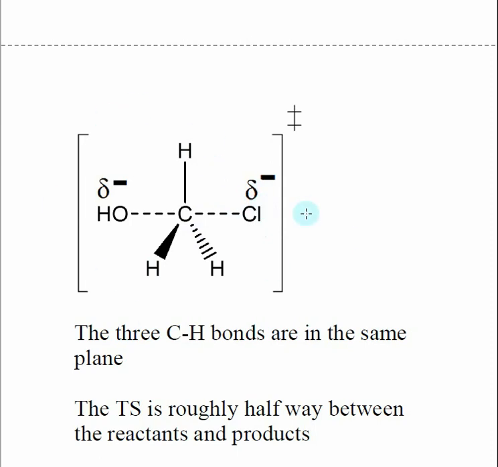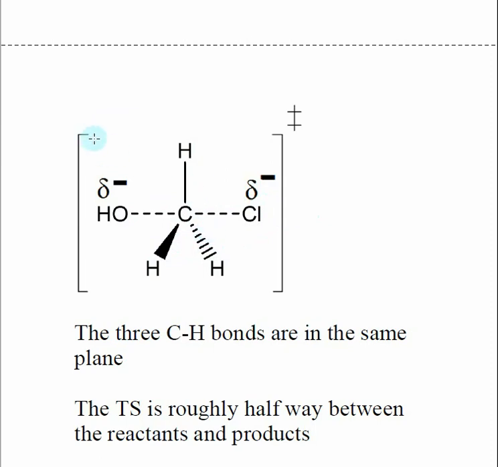So this is what it looks like, and you can kind of see where it's destabilized. For an instant, we actually have a violated octet. And there's some other things that we're going to look at, but the violated octet means that this is going to be a highly energetic molecule. The carbon doesn't like having 5 bonds, and so this is why it's so higher in energy.